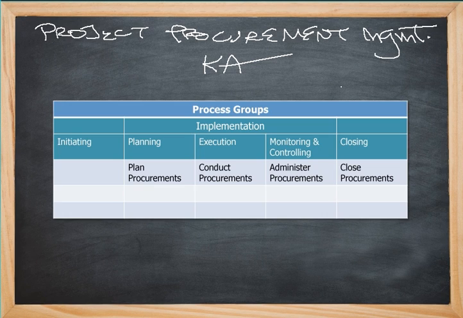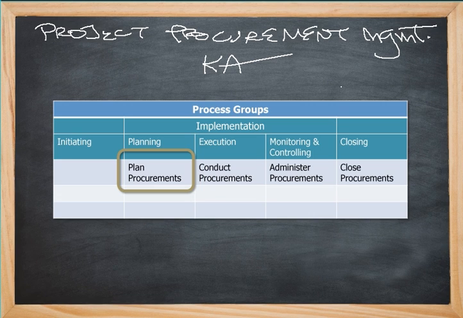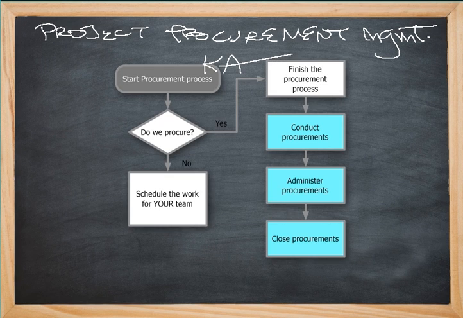This tutorial covers the plan procurement process, as you can see right there, in the project procurement management knowledge area. Boy, that's a lot of big words. One note about these processes is that they sometimes overlap and aren't as distinct from each other as you might expect. Now, how do these processes relate? During the plan procurement process, if you decide not to procure products or services, then schedule the work for your own teams. Otherwise, you should follow the other processes outlined in this knowledge area.